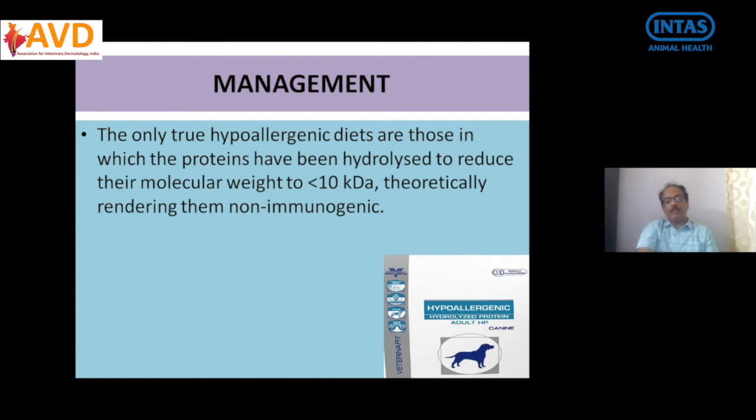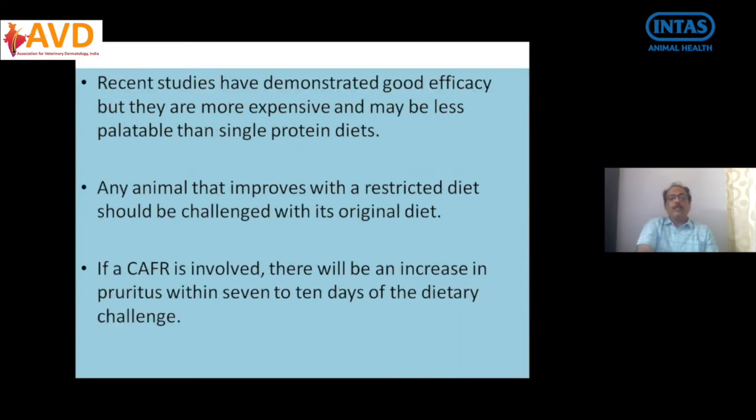So the molecular size of the protein is decreased to less than 10 kilodalton so that it is not immunogenic. Such types of diets you can try, and they are more expensive. The least expensive ones are single protein diets, but the ideal one is a hypoallergenic diet itself. Single protein diets are more palatable, but the more ideal thing is a hypoallergenic diet.